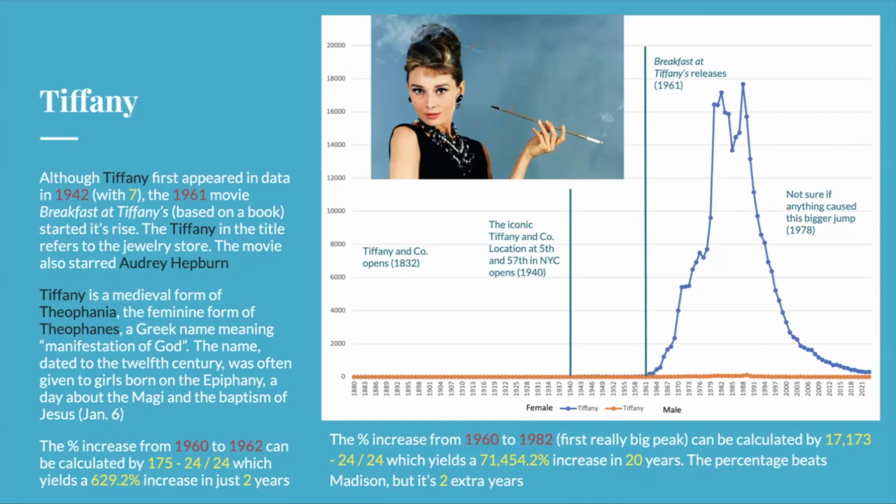So Tiffany is actually a medieval name. It's the medieval form of Theophania, which is the feminine form of Theophanes, which is a Greek name meaning manifestation of God. And the name, which has been dated to the 12th century, was often given to girls born on the Epiphany, which is a day about the Magi and the baptism of Jesus, and it's January 6th.